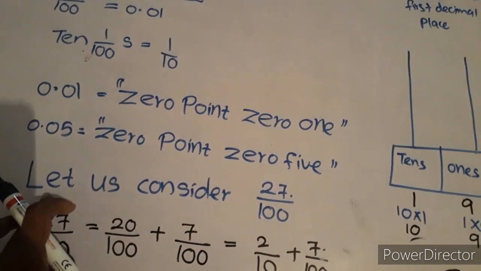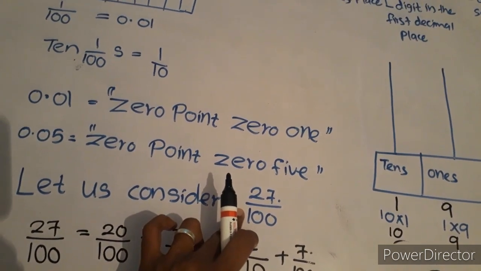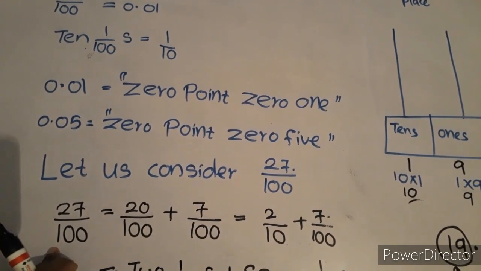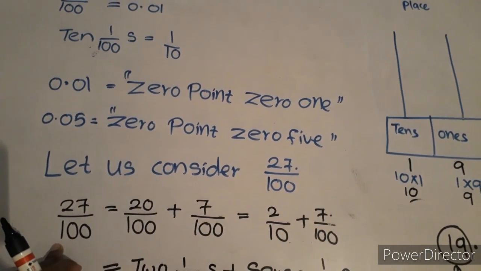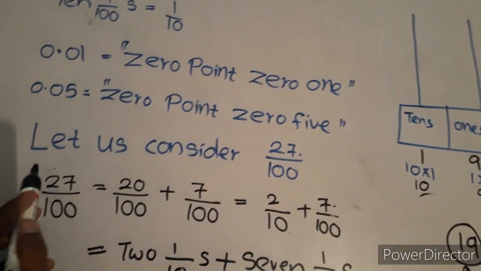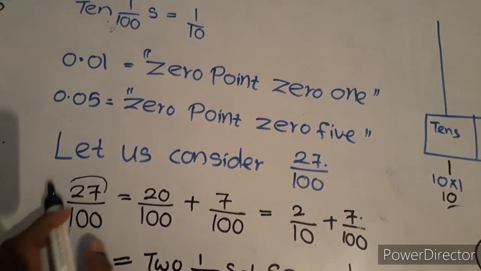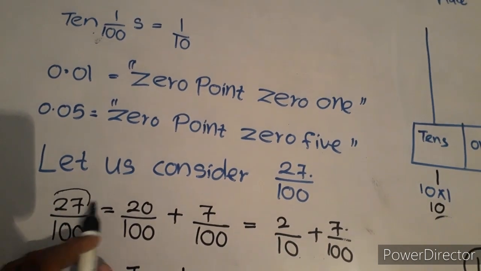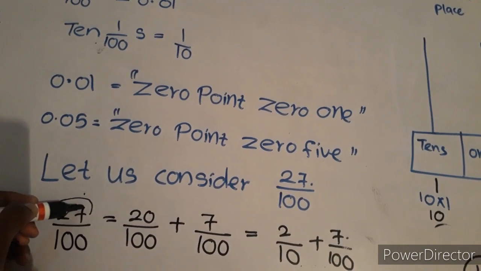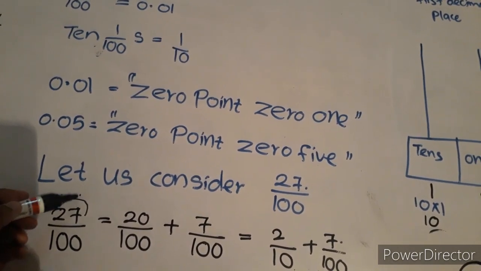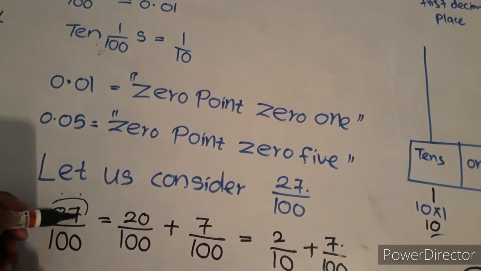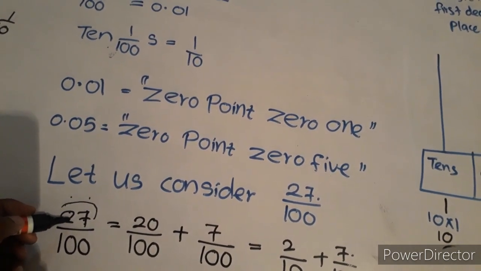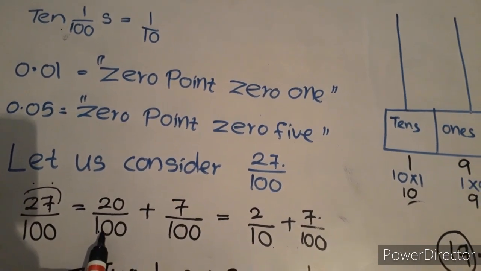Now we'll see how this number could be written as a decimal number. So this 27, you have learned earlier in your fractions lesson. This is the ones place, this is the tens place. There are 7 in the ones place, so it represents 7. In the tens place, there's a 2, it represents 20. So we can write it like this.